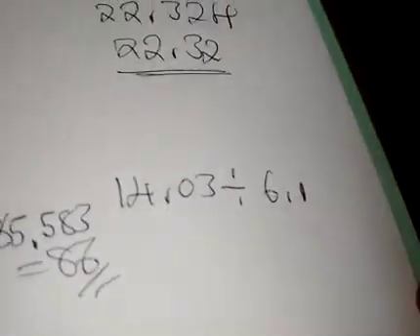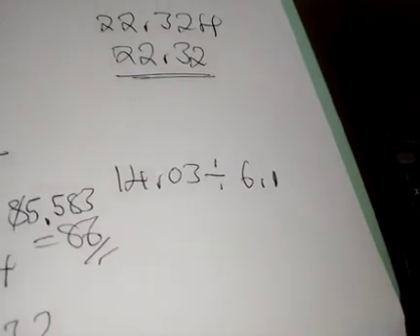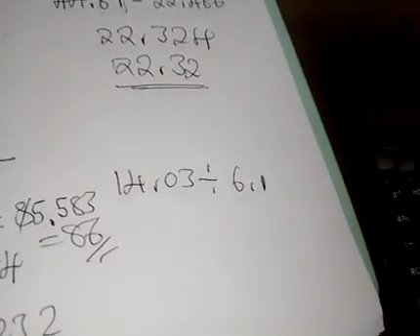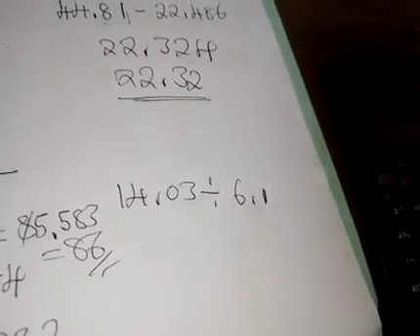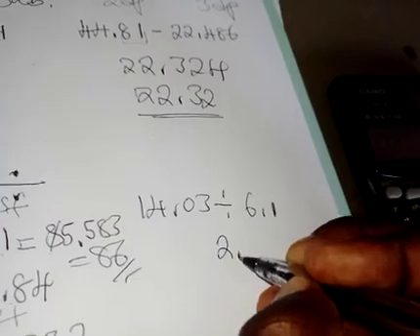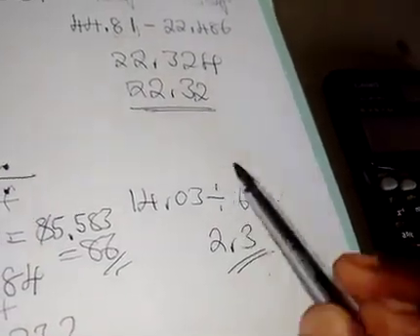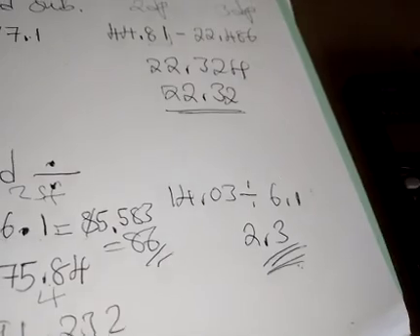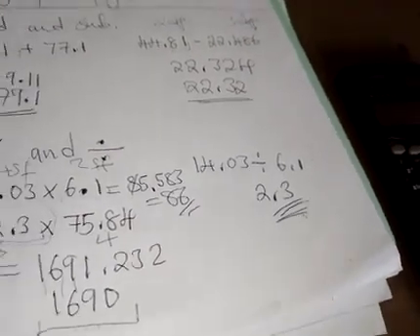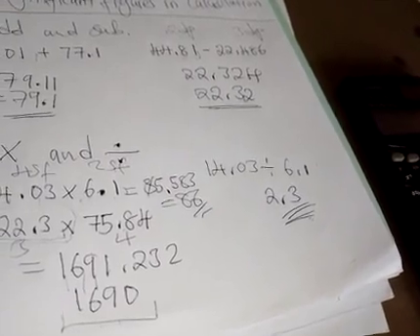Same applies to division. We have 14.03 divided by 6.1. We're getting about 2.3, and this one is exactly 2 significant figures. Okay, so that's it for this video. Hope you have understood.